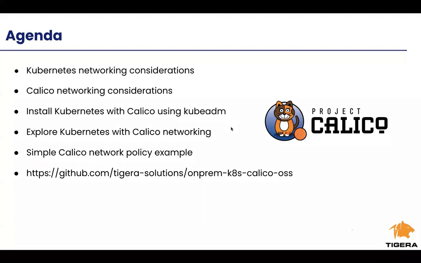Today's agenda: we are going to go over some Kubernetes networking considerations and some Calico networking considerations. We're going to install Kubernetes with Calico using kubeadm. We're going to explore Kubernetes with Calico networking. We're going to look at a very simple Calico network policy. And all of this is at the URL that you see below here.